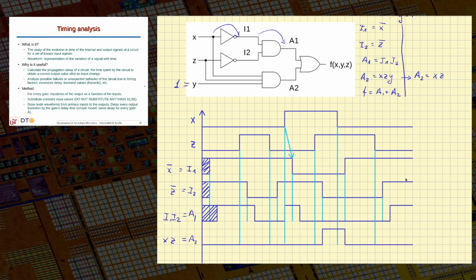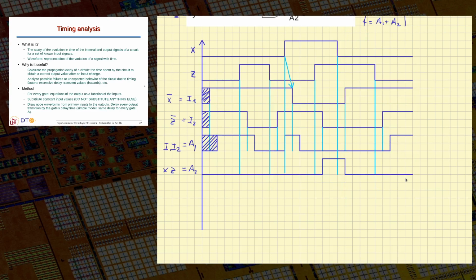Now I finally can calculate the value of the output, F. Now F, we know, is A1 plus A2, the OR operation of this. But first we have to see what happened at the beginning. So it's the same, it depends on X and Z. I don't know what's the value of X and Z before the initial time. So up to a delta, after the initial value I know, I don't really know the value of A2. Okay, so I will mark this one as unknown.